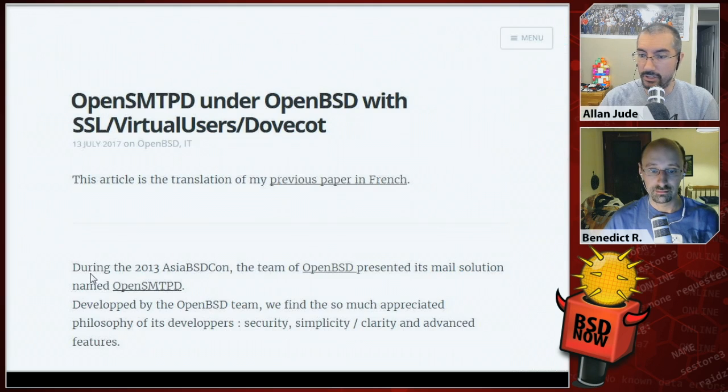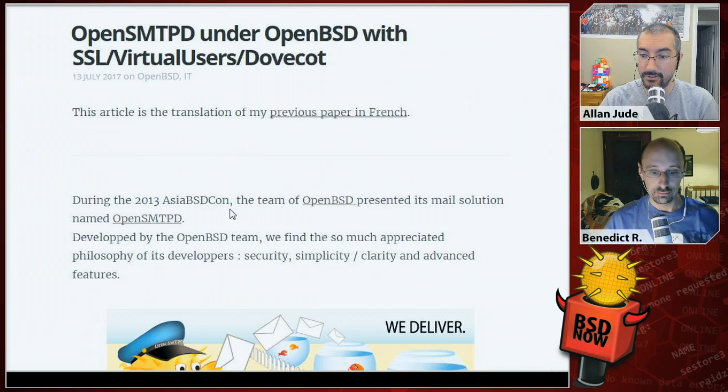Moving on, we now have OpenSMTPD under OpenBSD using SSL, the virtual users setup, and Dovecot for IMAP. This is for the people who want to make sure that their mail is not only delivered, but also filtered and everything is encrypted, of course. I think filtering is the next tutorial. This one doesn't. That's the follow-up. One step at a time.